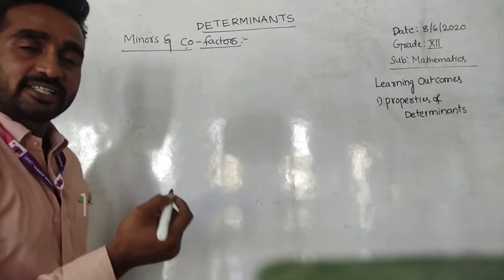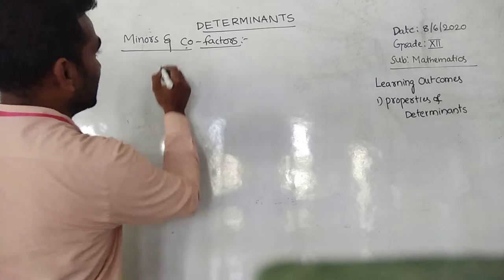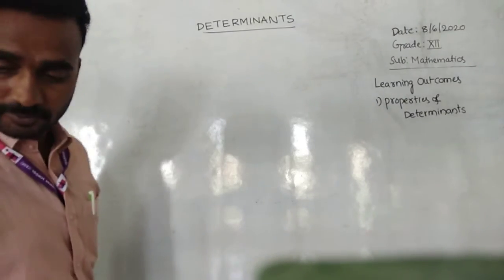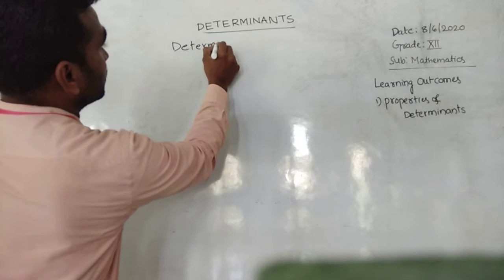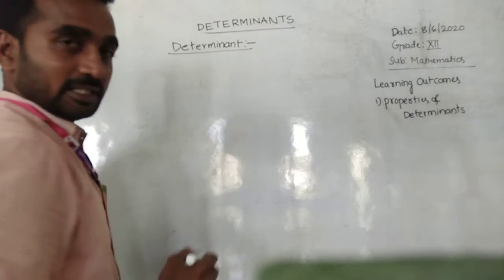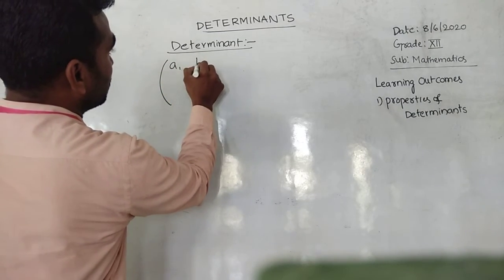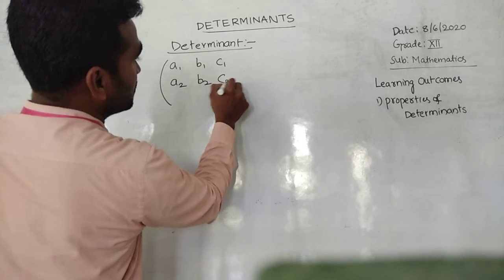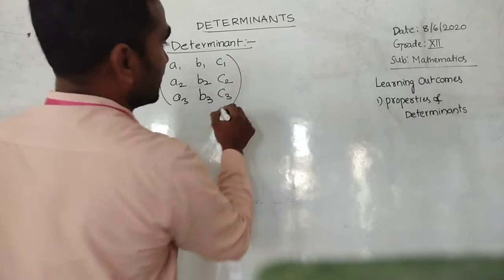Next one, how to find the determinant. Now, determinant, see here one example. What is meant by determinant? How to find the determinant? Let one matrix A be A1, B1, C1 and A2, B2, C2, A3, B3 and C3.